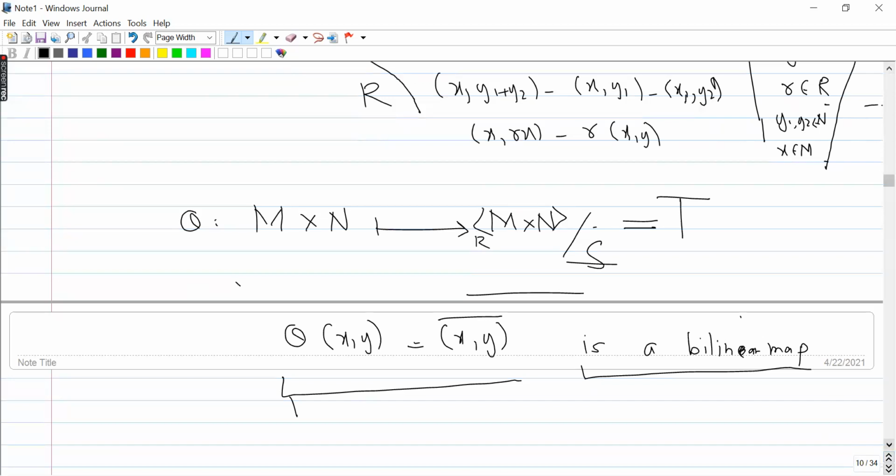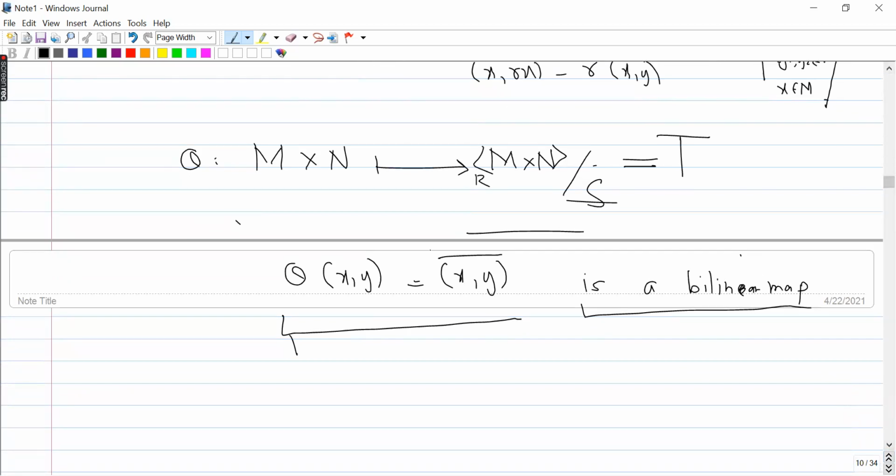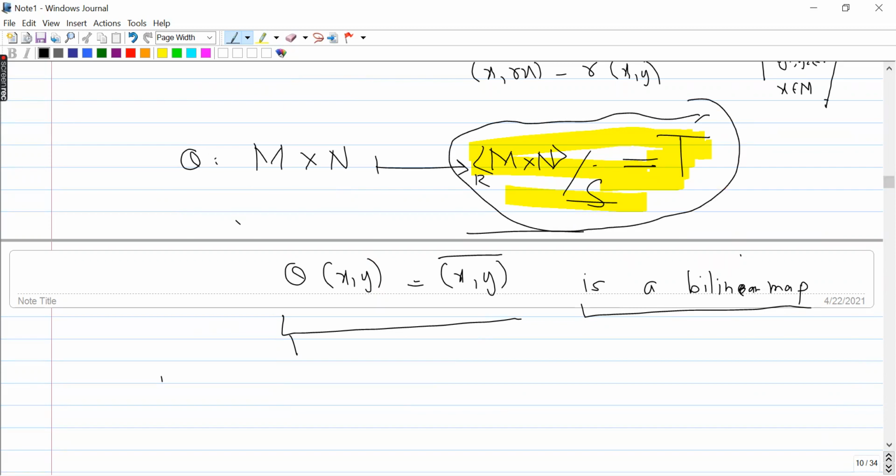So here we have defined the bilinear map. By construction, you can see theta in this way, or T in this way, sorry, T. But this is not enough. What did we see in the definition of the tensor product? That a tensor product is a pair T with a bilinear map satisfying the universal property. Now we constructed T, as we can see from here, and we also constructed a bilinear map from M cross N to T.